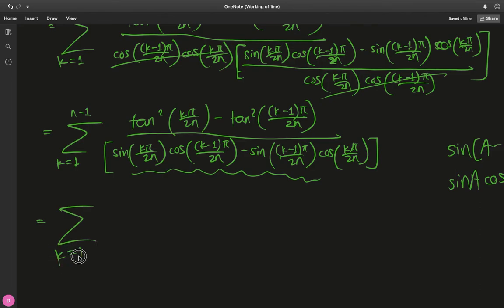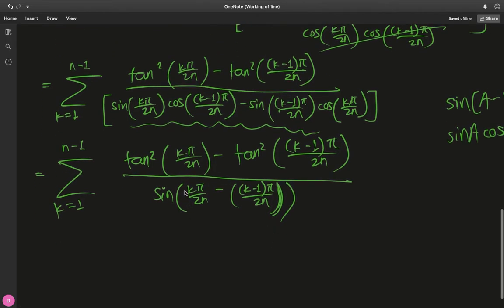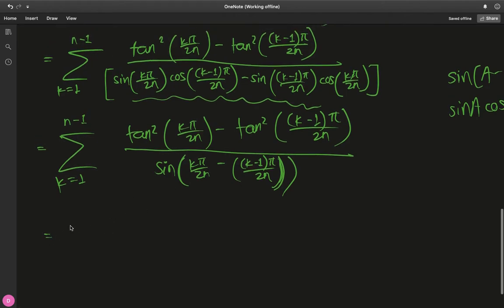So we have the sum from k equals 1 to n minus 1 of this tan squared k pi over 2n minus tan squared of k minus 1 pi over 2n divided by now sine of the first angle, k pi over 2n, minus k minus 1 pi over 2n. So that's significantly going to reduce the complexity of this sum.